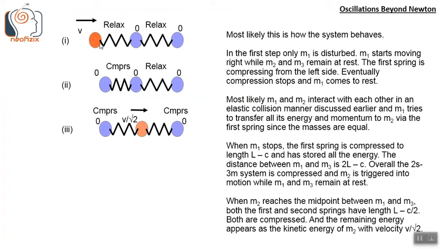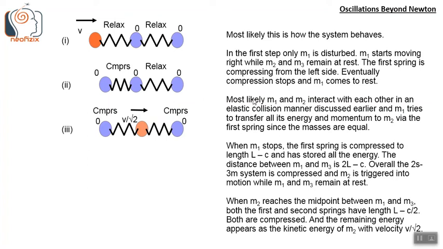In the first step, only M1 is disturbed. M1 starts moving right, while M2 and M3 remain at rest. The first spring is compressing from the left side. Eventually the compression stops and M1 comes to rest, because all the energy is stored in the first spring.